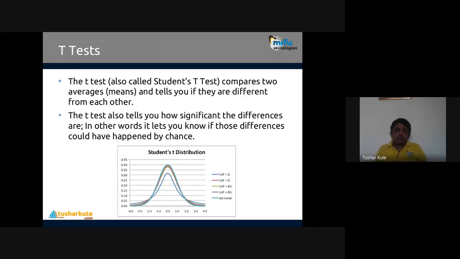See this. A t-test compares two averages or means and tells if they are different from each other. The t-test also tells you how significant the differences are. In other words, it lets you know if those differences could have happened by chance or not.